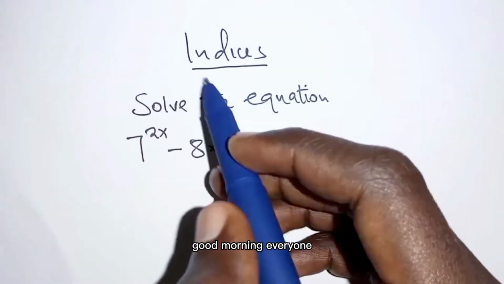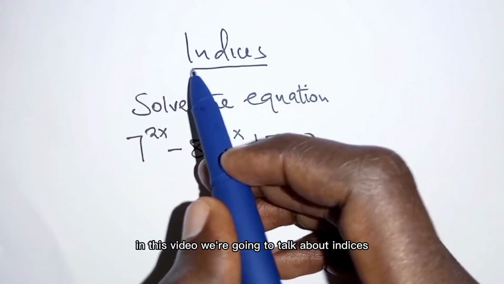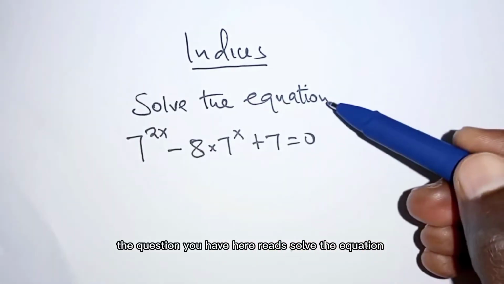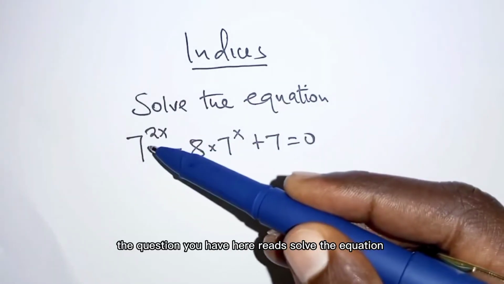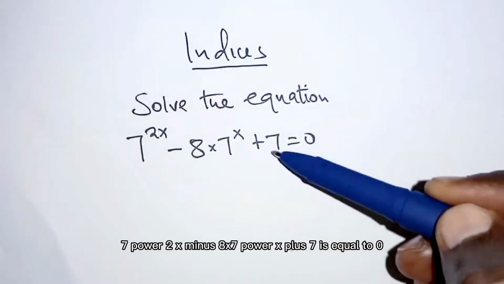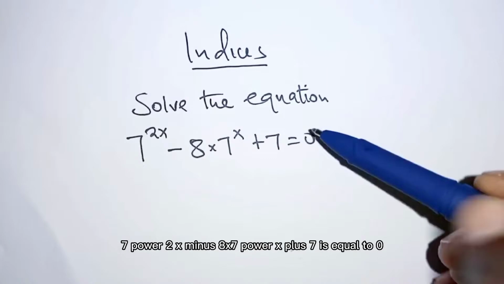Good morning, everyone. In this video, we're going to talk about indices. The question we have here reads: solve the equation 7 power 2x minus 8 times 7 power x plus 7 is equal to 0.